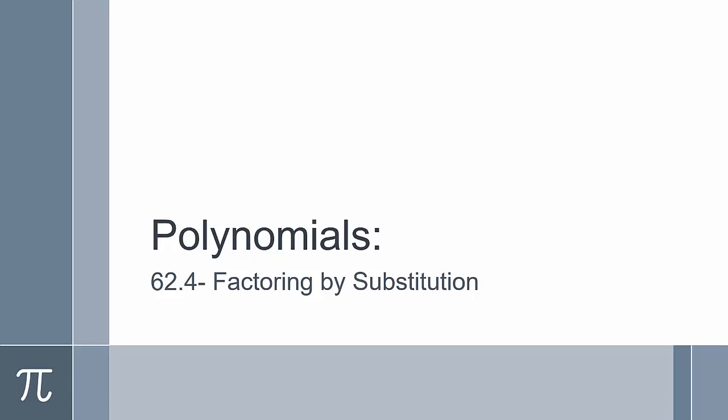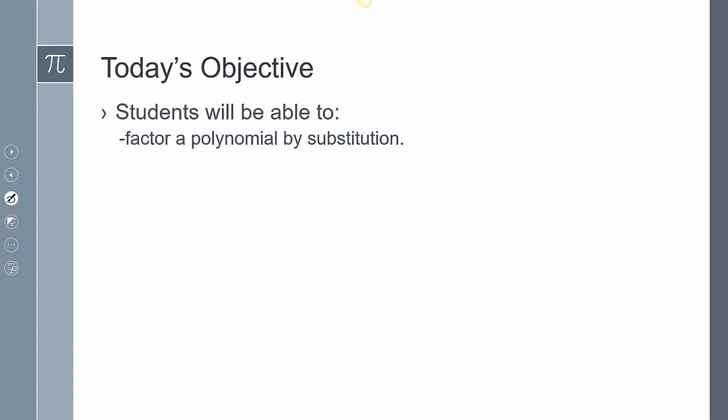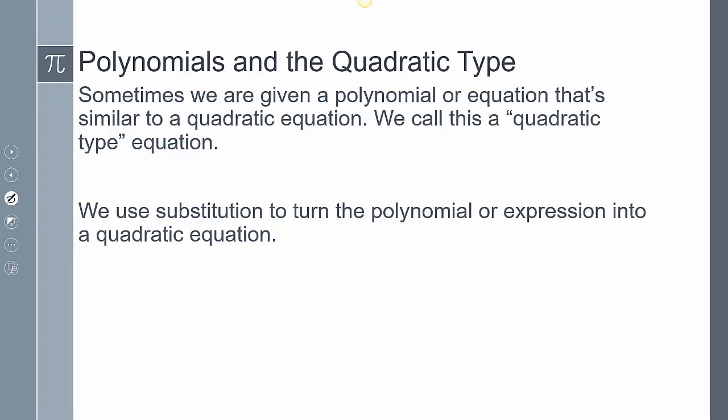Today's going to be 6-2-4, and we're going to take a look at factoring by substitution. And so you guys are going to be able to factor a polynomial or other types of equations by this concept of substitution. So sometimes we're given a polynomial or any type of equation that's similar actually to a quadratic equation. Now, when they look similar, we call this a quadratic type equation.